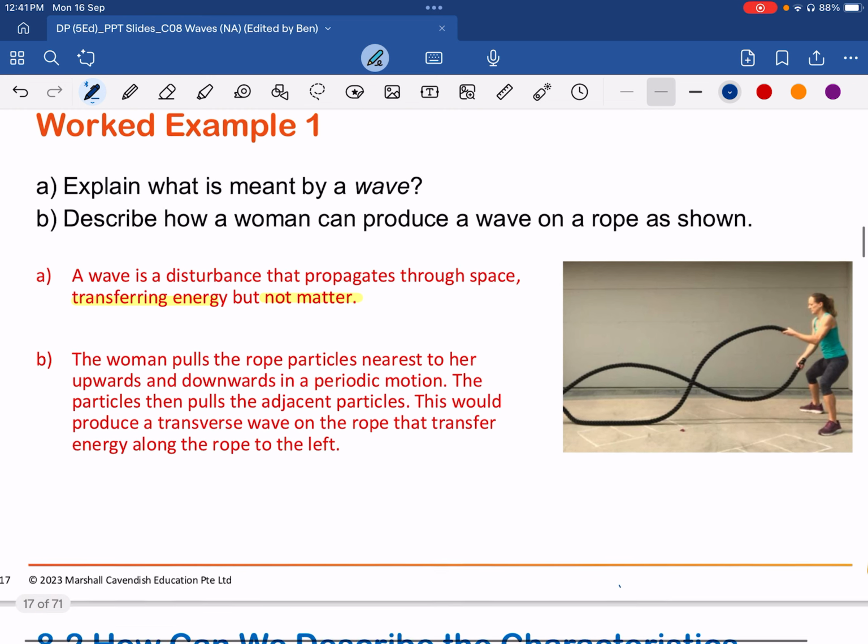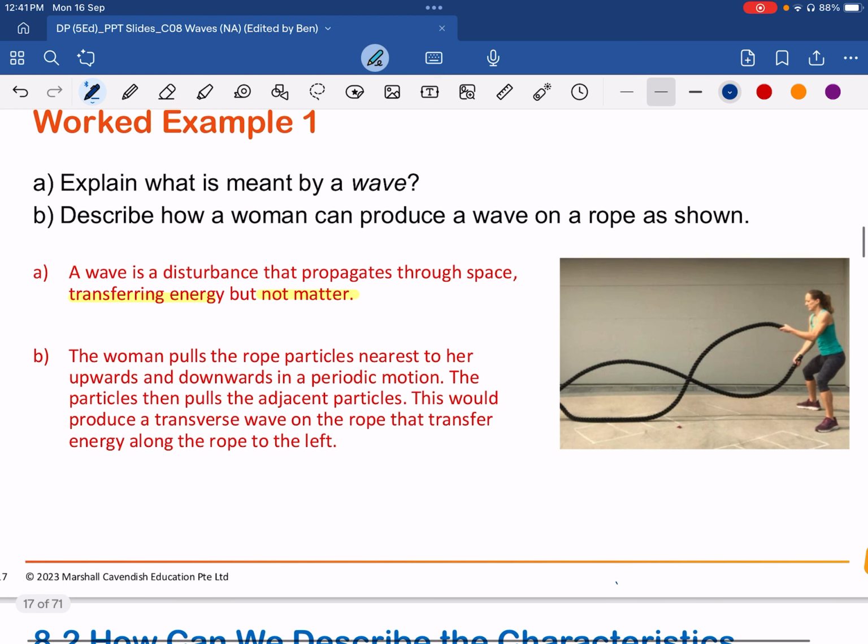Then, of course, describe how a woman can produce a wave. Since it's a description, it needs to be more than a one-liner. So please make sure your answer cannot just be something like pulling the rope up and down. Okay, you need to describe.